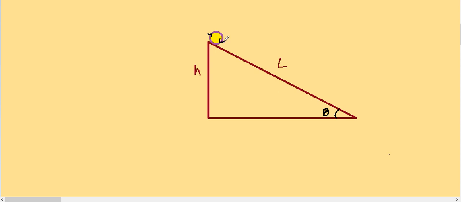So by rolling, it reaches the bottom of the plane. From the figure, sin theta is equal to opposite by hypotenuse, or h is equal to L into sin theta. Now let us apply the law of conservation of energy.